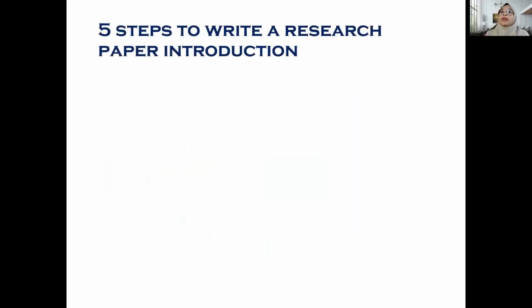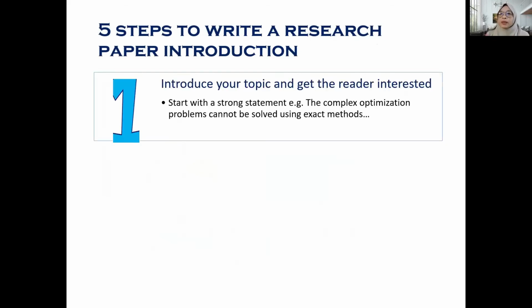So, 5 steps to write a research paper introduction. First, introduce your topic and get the reader interested. So you must get the reader's attention. Start with a strong statement. For example, the complex optimization problem cannot be solved using exact methods and so forth. So start with a very strong statement, but remember, you must cite this strong statement from the literature. You cannot make your own statement in the introduction. You must get justification and cite from the literature.